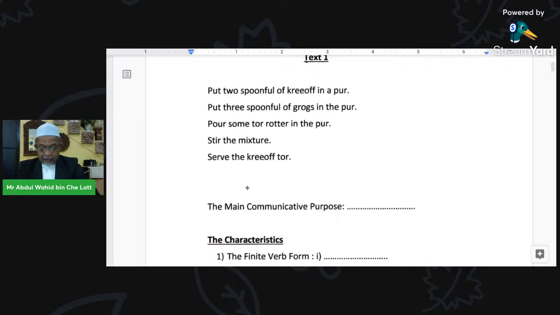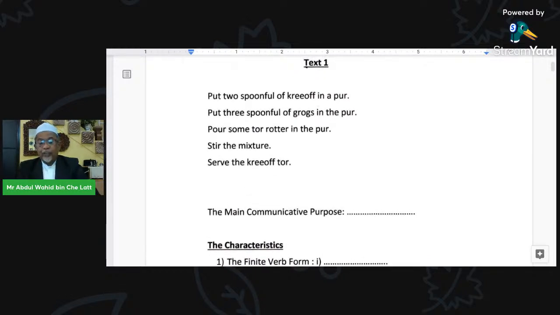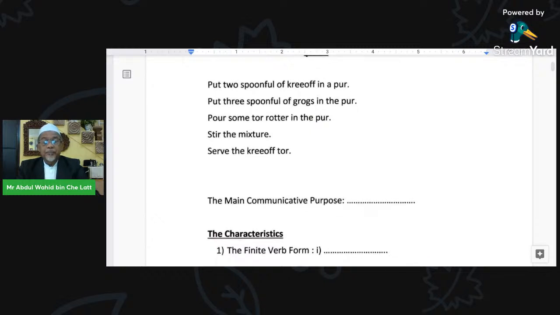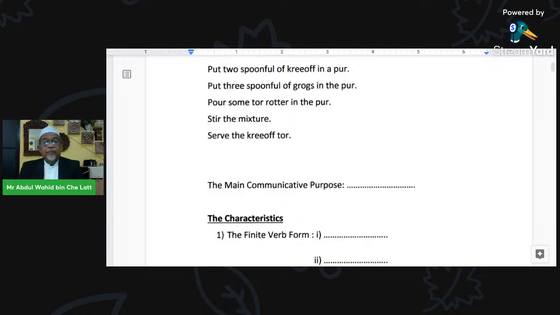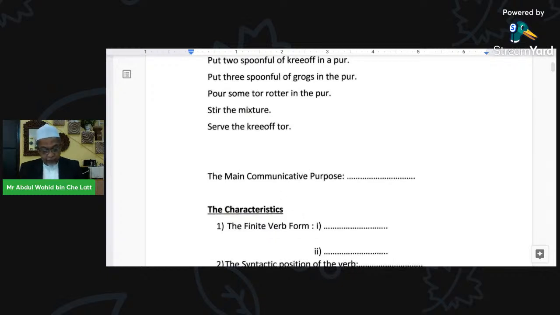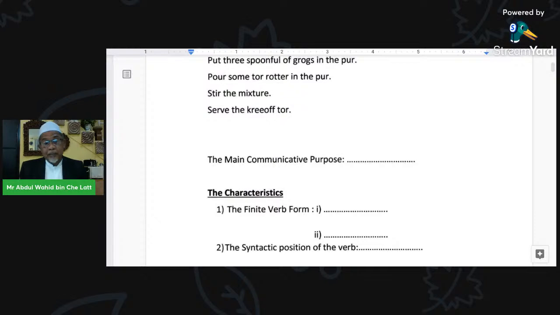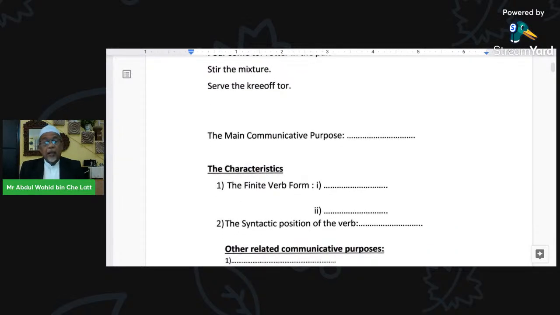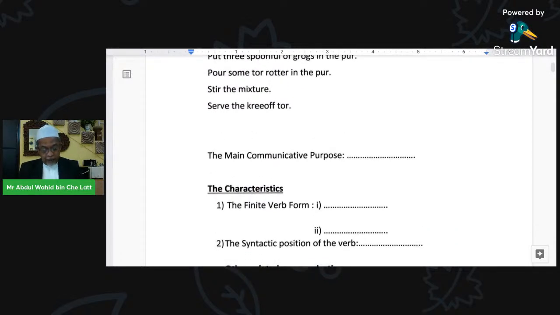Okay, for the main communicative purpose, you can write instruction. Okay, the characteristic, the finite verb form, you can write base form or root word. And in bracket, you write imperative verbs because they function as imperatives. Okay, for the syntactic position of the verb, you write at the beginning of the sentence.